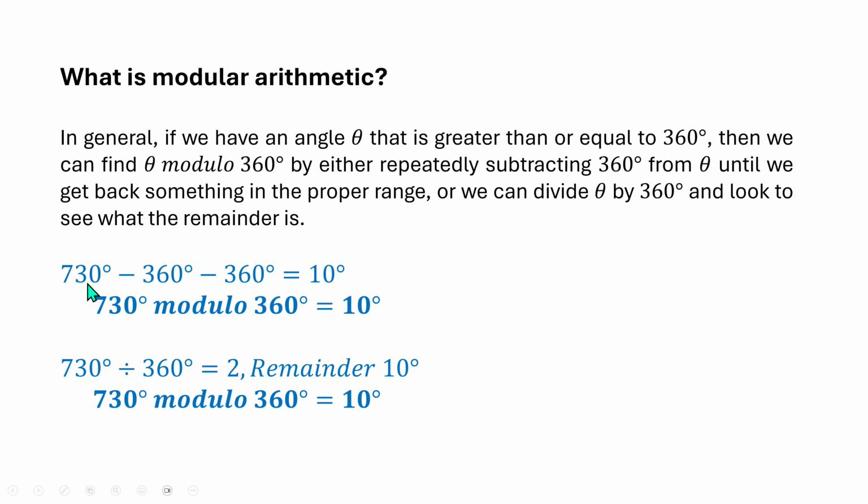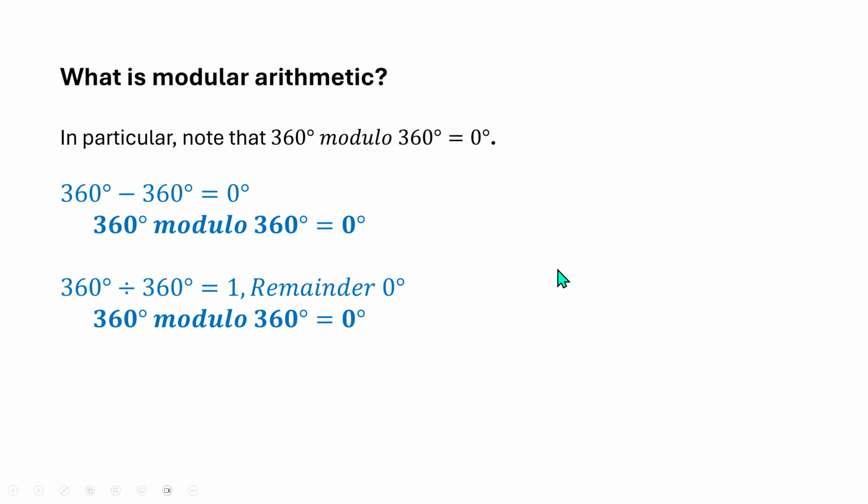We're subtracting 360 degrees twice from this 730 degrees that I'm using as an example. Using the second method, we could divide 360 degrees into 730 degrees. That goes twice, but leaves us with a remainder of 10 degrees. So 730 degrees modulo 360 degrees is equal to 10 degrees, once again. Okay, in particular, note that 360 degrees modulo 360 degrees is equal to 0 degrees. And you can verify that by using either the subtraction method or the division method.